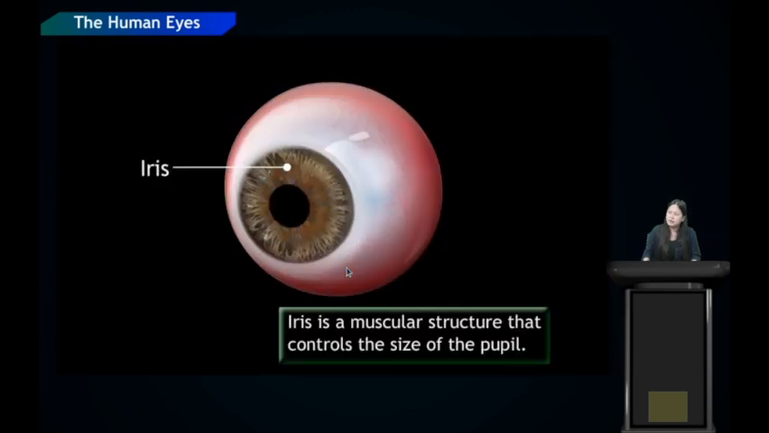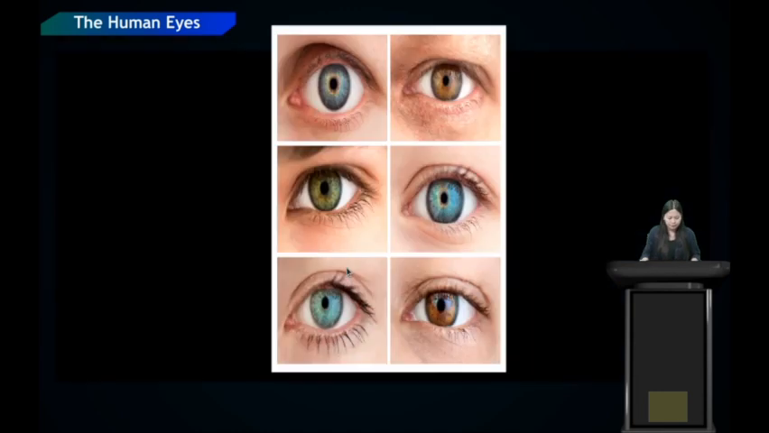Now, the iris is a muscular structure that controls the size of the pupil. This is the pupil, this black hole, and the iris controls its size. Sometimes the pupil may expand, sometimes it may contract. So the size of the pupil is controlled by the iris. The color of our eyes is determined by the color of the iris.